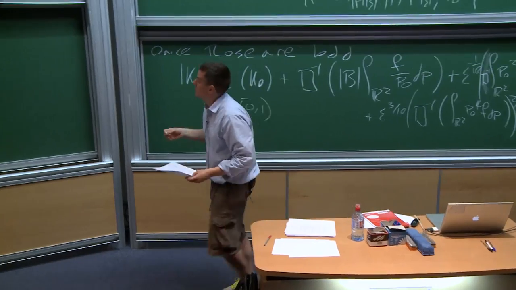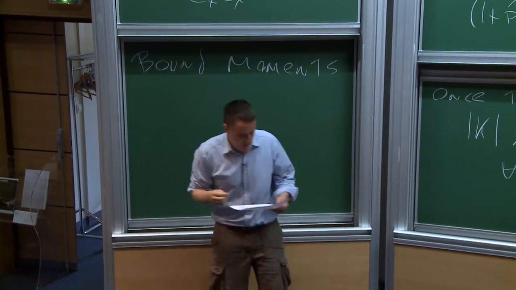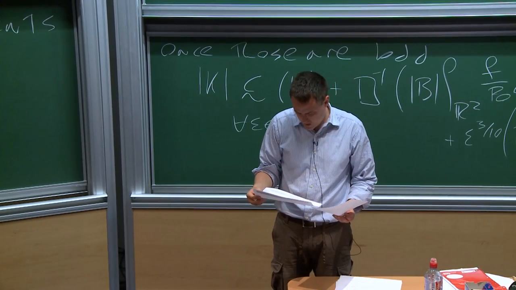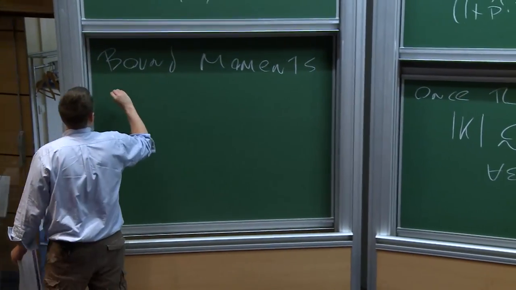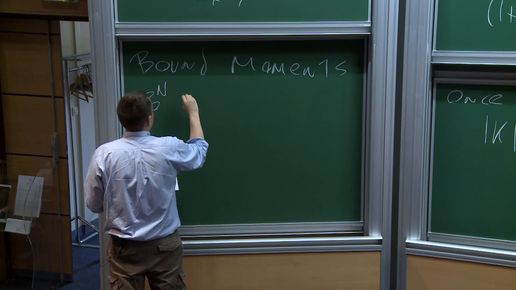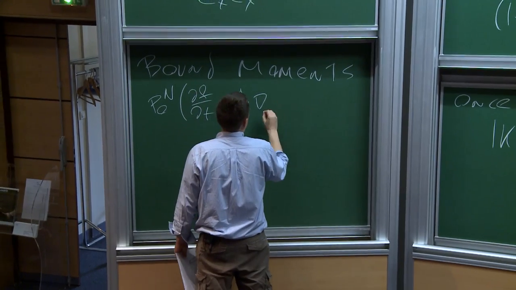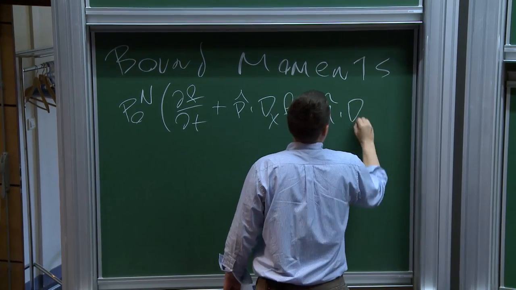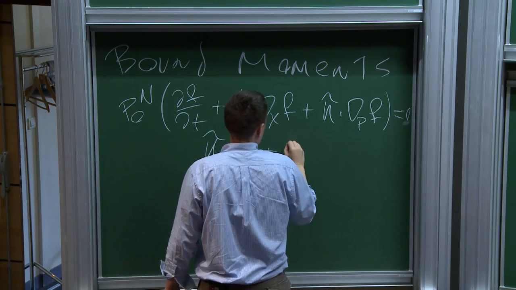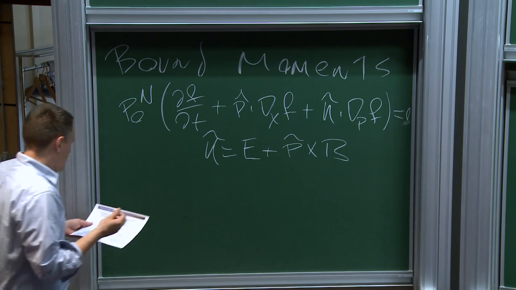Okay, so the next thing to do is bound moments. So if you multiply the Vlasov equation by p0 to the n, then you get df/dt plus p hat dot grad_x f plus K tilde dot grad_p f equals 0, where K tilde is the Lorentz force. So you get this equation, you integrate it, you integrate by parts.